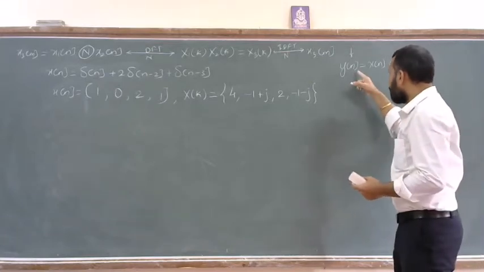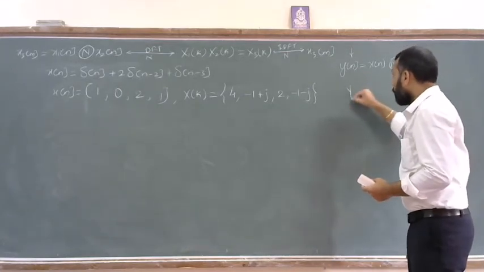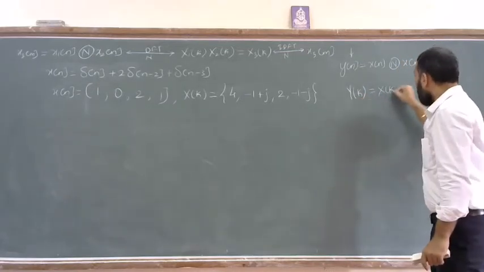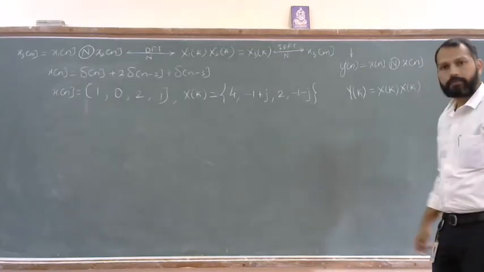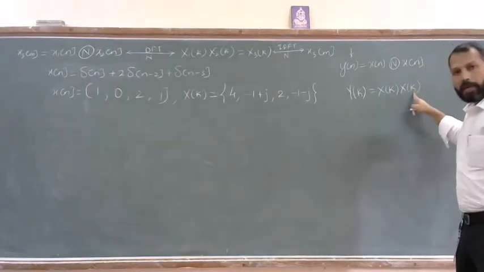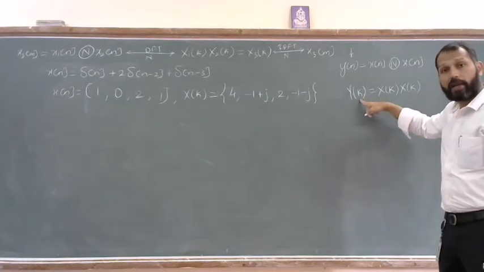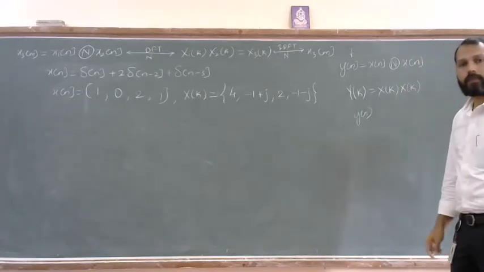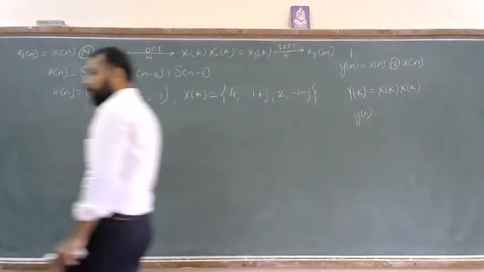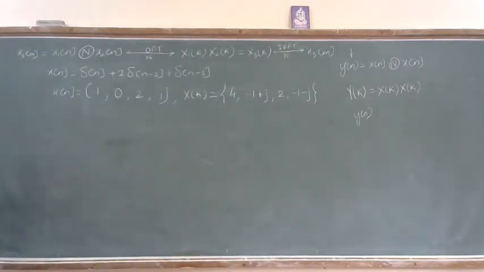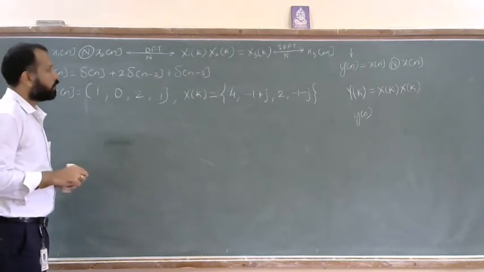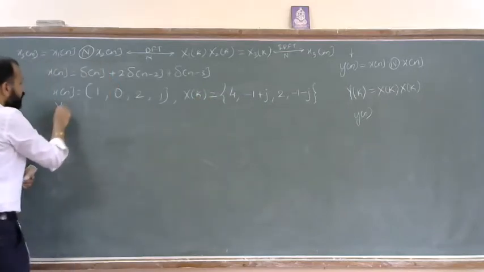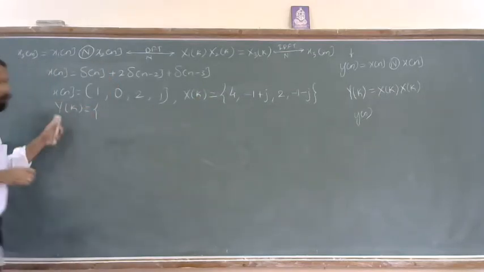By using the DFT and IDFT method, we get the product DFT Y of k, which will be X of k multiplied by X of k. Apply IDFT on this Y of k, and we will get y of n. Are you all following? So multiply X of k with itself; this gives us the product DFT Y of k.